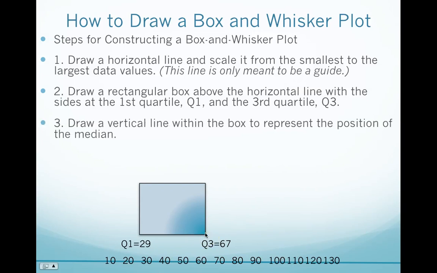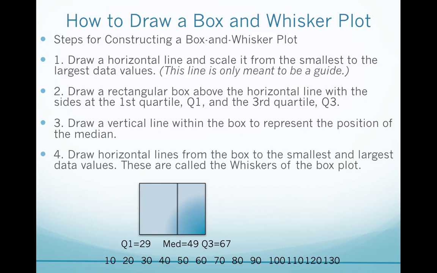Draw a vertical line within the box to represent the position of the median. So our median was 49. Position that a little bit to the left of 50. So right in the center. Or not exactly in the center, a little bit to the right of center.